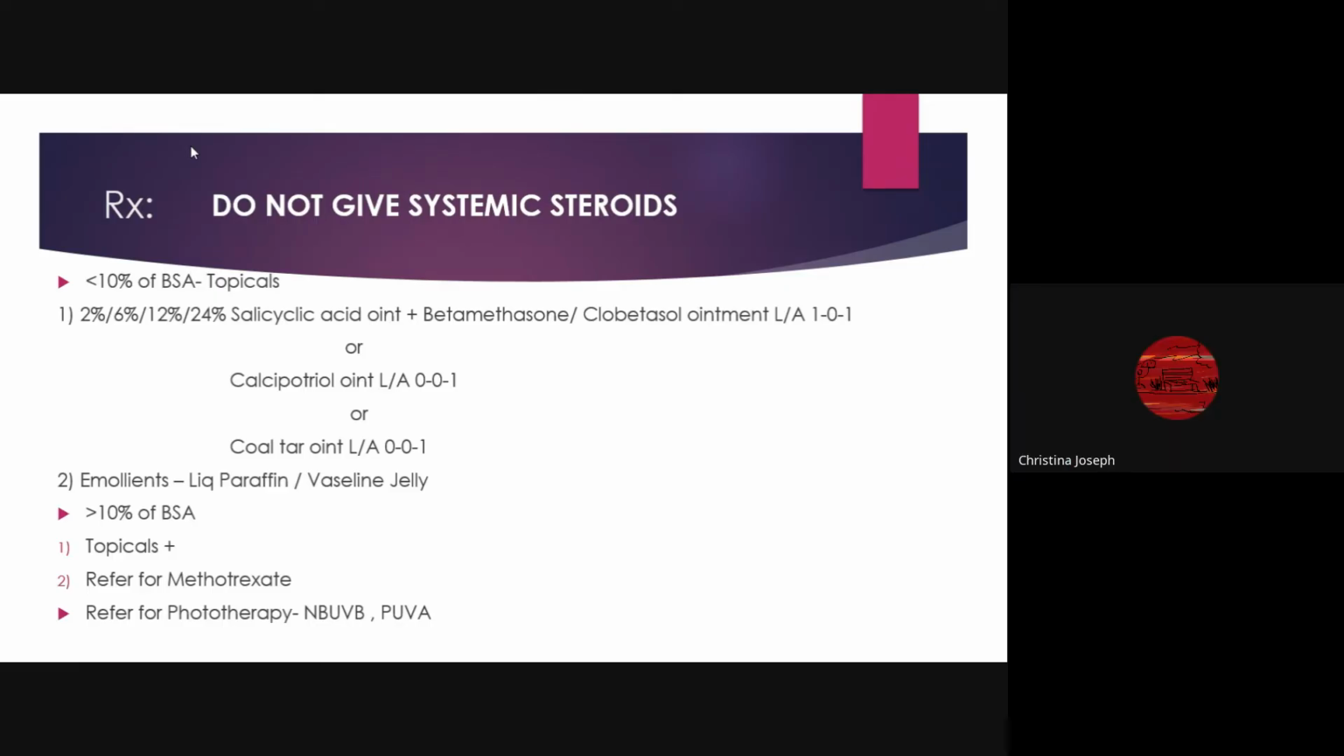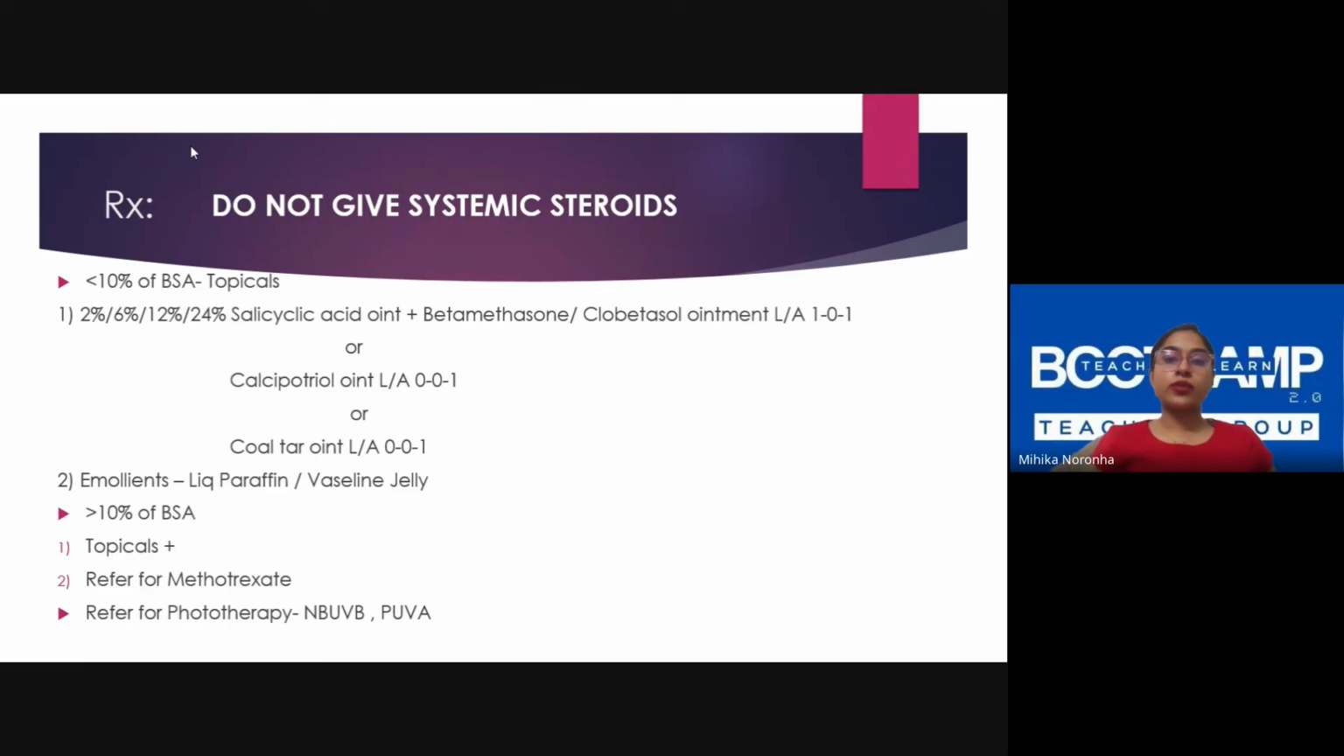It can trigger something called pustular psoriasis, which is a medical emergency. So the patient will require admission. Sometimes they might even require ICU care. So you don't want to cause that. First rule, do no harm.